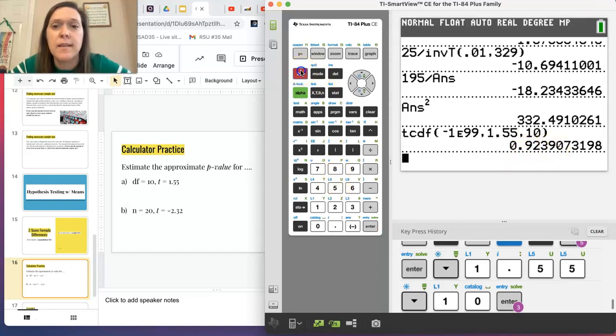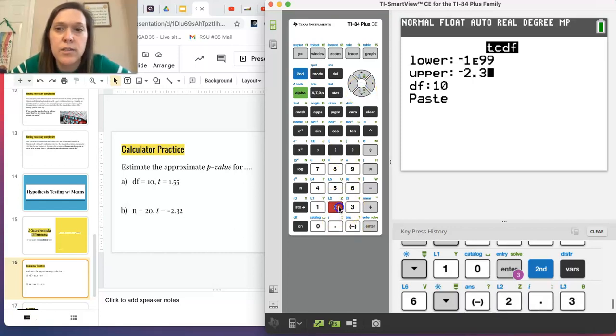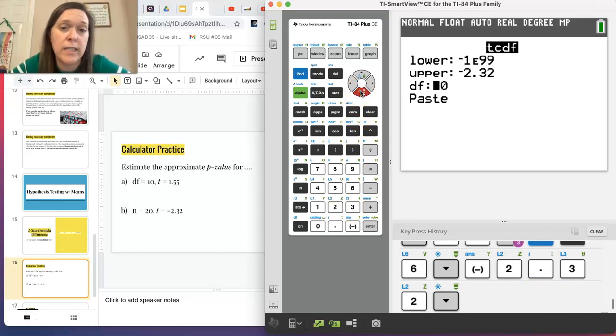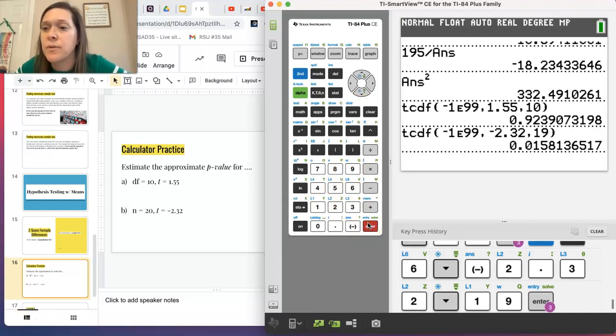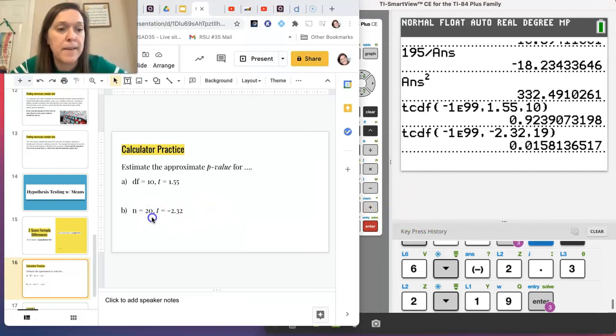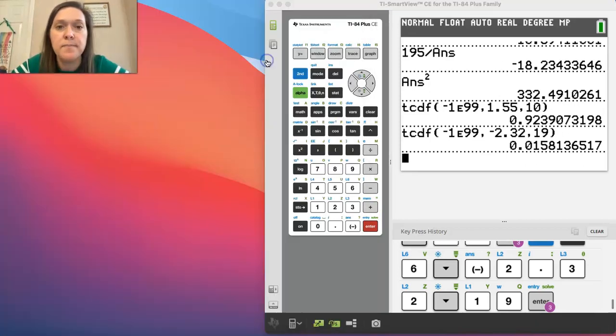For part B, I'm going to hit second vars, go down to number 6. We're going from negative 9999 to negative 2.32. I'm assuming that first one was left tail. Degrees of freedom would be 19 if my sample size is 20. And that gets me 0.0158. Okay, so that's how you would find the area underneath the curve, which is your p-value, given a t-score.